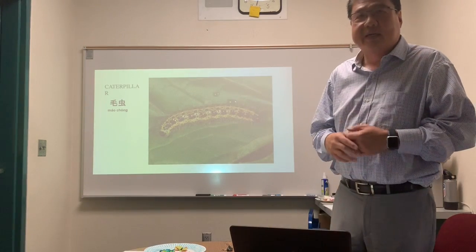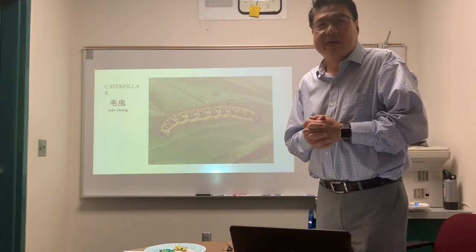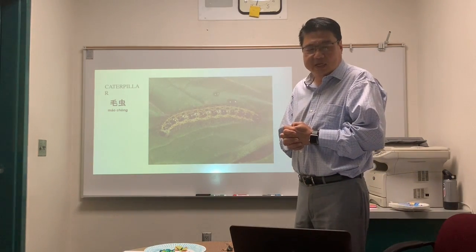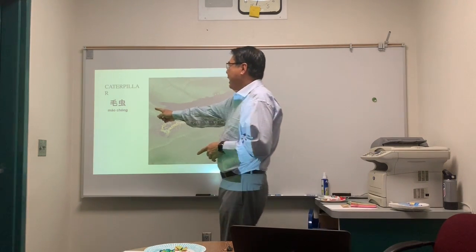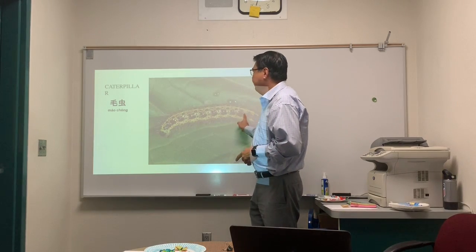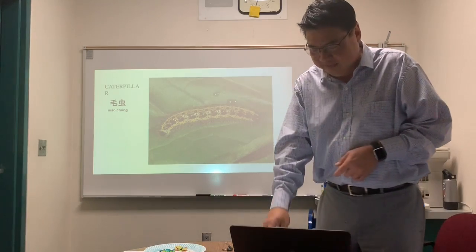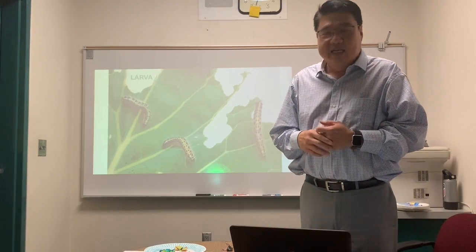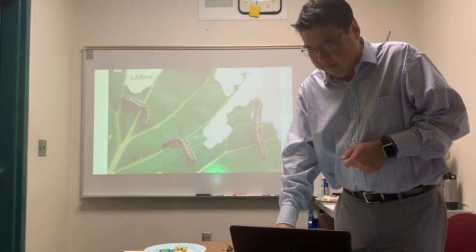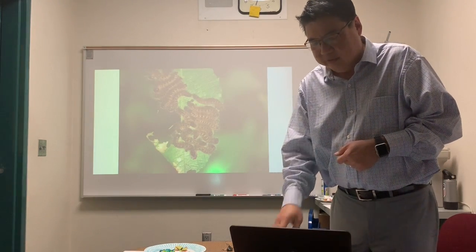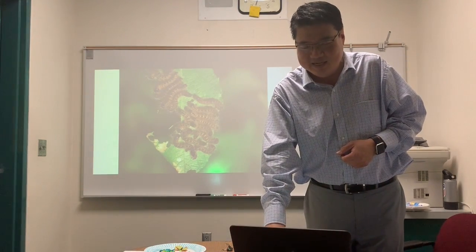This is the caterpillar. And for some of you who may not be able to pronounce caterpillar, there's a Chinese word for it. It's called 毛虫. 毛虫, which is the caterpillar. Hairy worm, actually, that's the direct translation. Another name for caterpillar is the larva. And after the caterpillar, look at that. Ooh, that's scary. When you see that many caterpillars, huh?